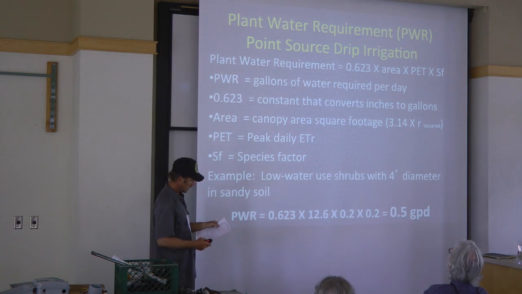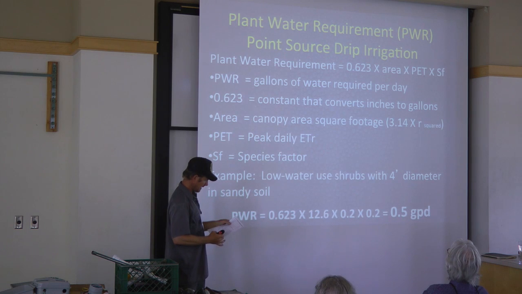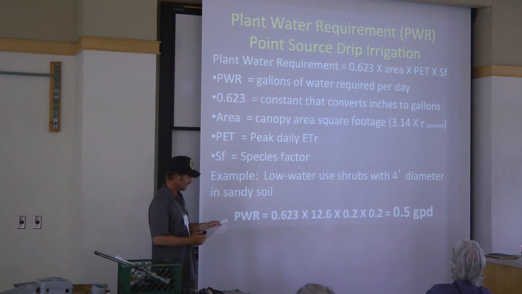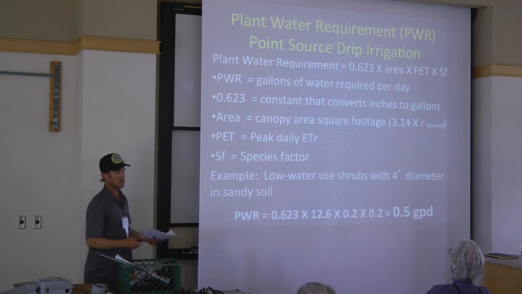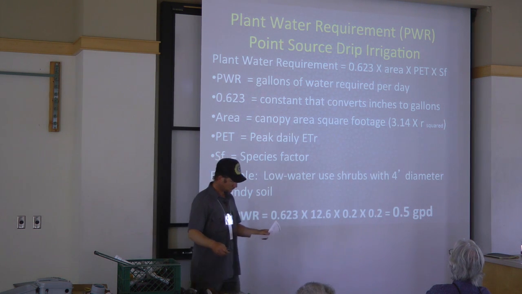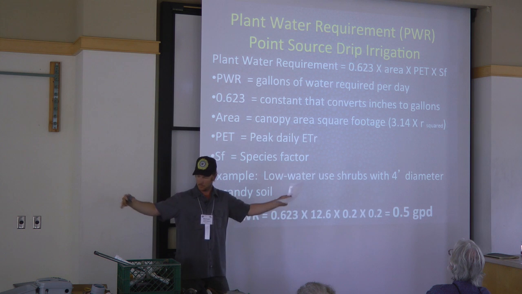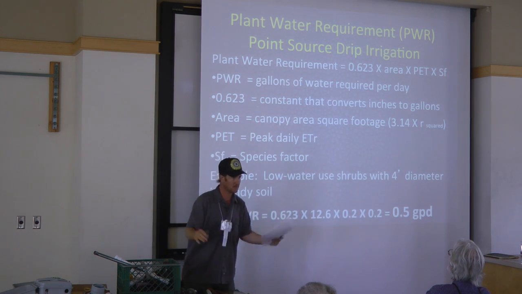The species factor we're going to say is a low water use plant, so that would be 0.2. Canopy diameter, in this case, with our example, we're going to use a shrub, a low water use shrub. It has a 4-foot diameter. That's not 4 feet. I mean, that's 4 feet.